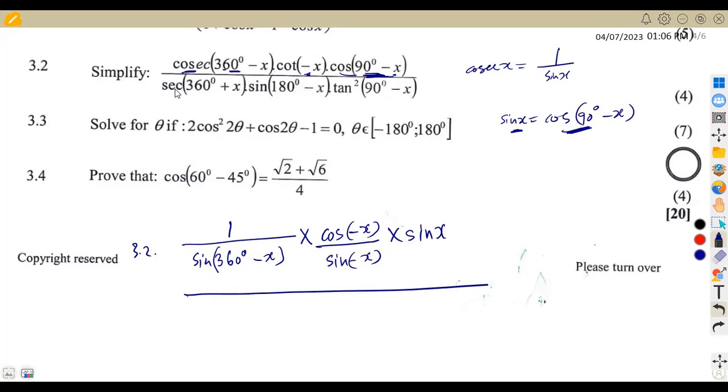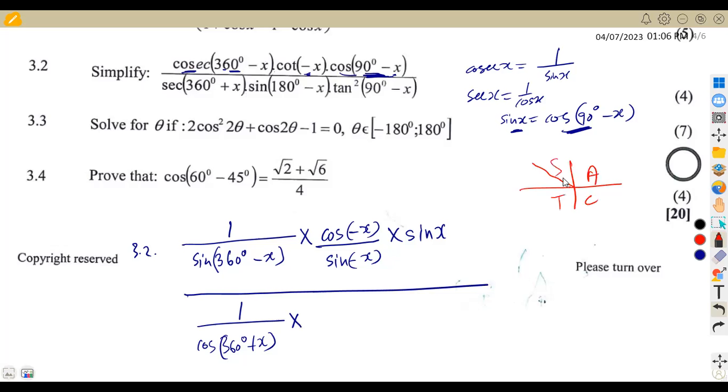Everything over sec of 360, also sec, we are not used to this. We know that sec is 1 over cos. So sec of 360 plus x is going to be 1 over cos of 360 degrees plus x, like this. Times sine of 180 degrees minus x, which is in the second quadrant. Remember, 180 minus x is our second quadrant from our CAST concept, where sine is positive. So our sine remains as the sine of x, times tan squared of 90 minus x in this case.